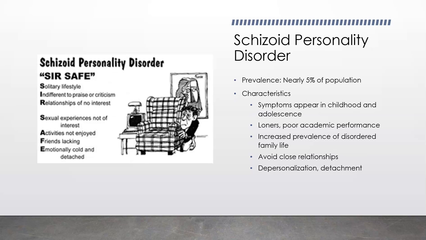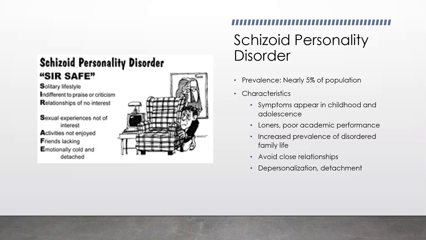Schizoid, 5% of the population. That's a lot. Lifelong pattern of social withdrawal, like a restricted range of emotions. They're going to be bullied and picked on in school. You're going to see this in childhood, you're going to see this in adolescence. So remember, we don't diagnose till adulthood.